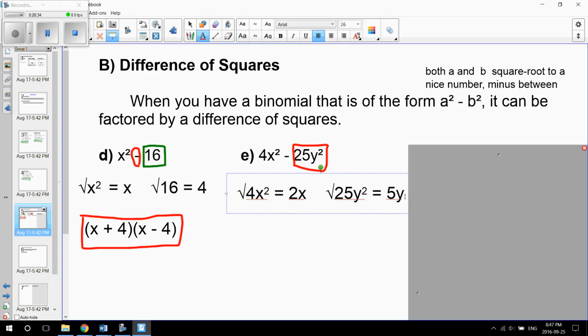So now that we see that both of those terms square root to a nice number, and that we have that minus sign in the middle, we know that we can use difference of squares. So that means that, remember, our first term in both of our brackets is whatever the square root of the first term of our polynomial was, which was 2x. So at the beginning of each of our brackets, we're going to have a 2x. Then the square root of the second term, 25y squared, when we square rooted that, we got 5y. So that's our second term in both of our brackets.